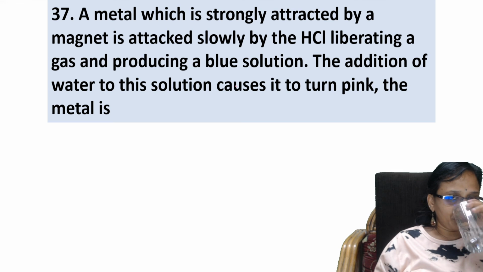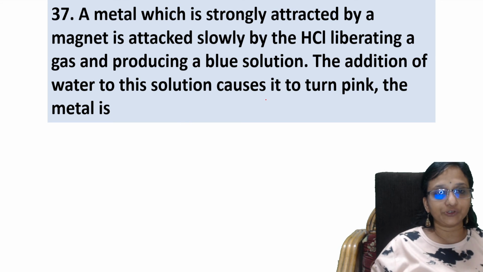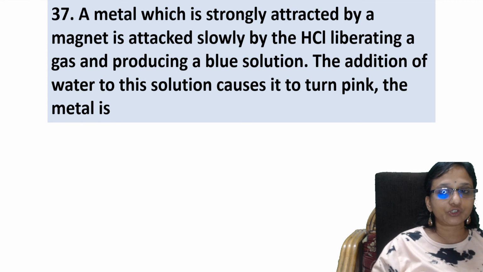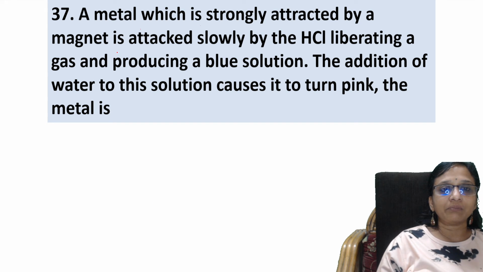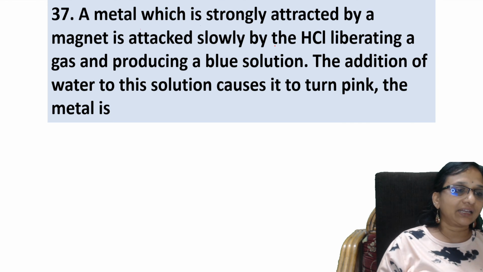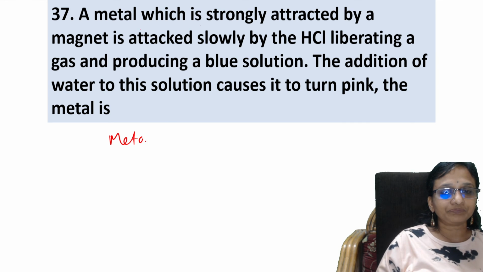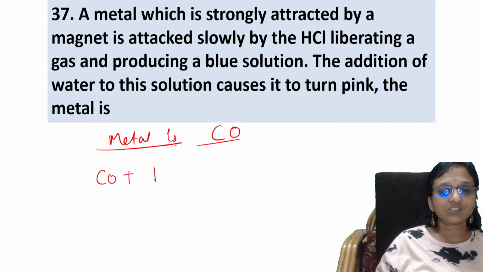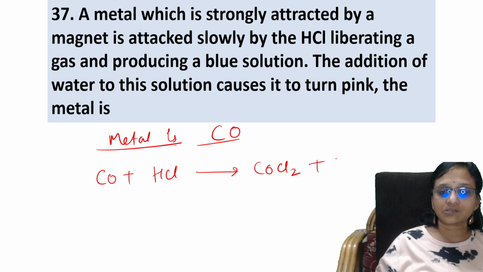And producing blue color solution. The addition of water to the solution causes it to turn pink. The metal is simple, students. A metal is strongly attracted by a magnet and is attacked slowly by an acid. The metal, whatever is there, the metal is Co. So this Co combines with HCl, it gives CoCl2 plus hydrogen gas, with 2 moles of HCl. This is a blue color solution.